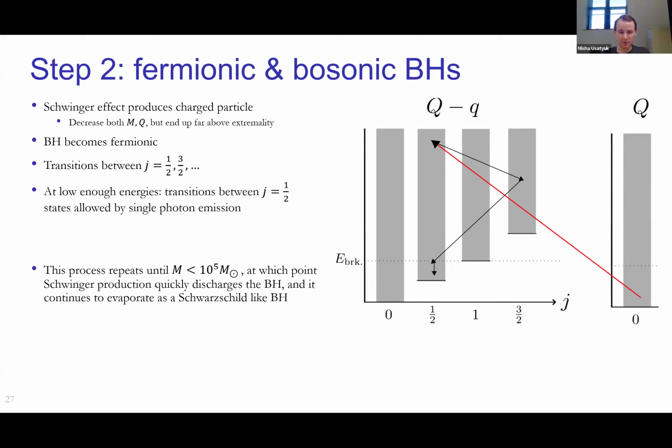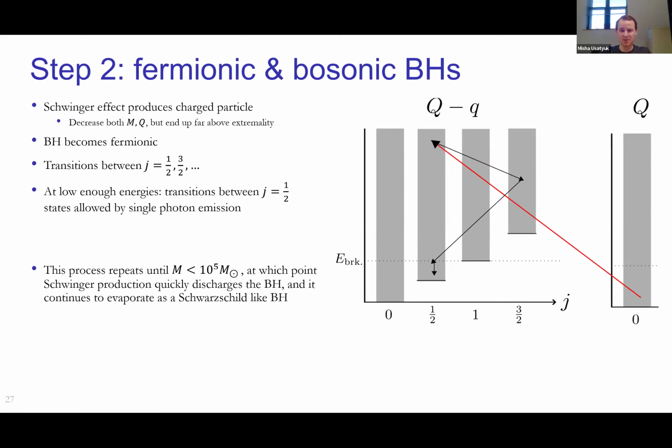And this kind of process where you emit an electron and then emit photons and gravitons for a really long time will repeat until eventually the black hole goes below 10^5 solar masses, and Schwinger pair production is no longer exponentially suppressed, and you quickly discharge by producing many pairs, and you approach a Schwarzschild-like black hole that evaporates through the standard Hawking process.